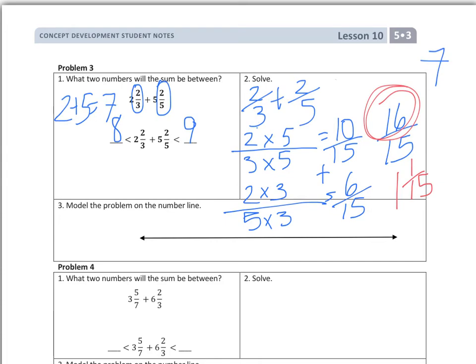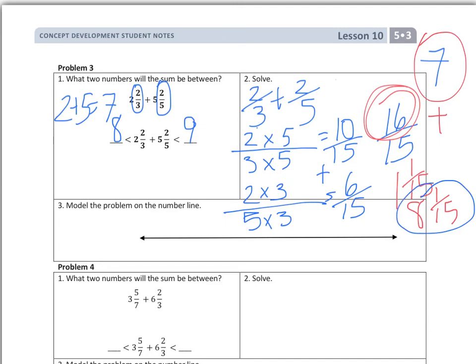But hold on, is that my final answer? Nope. Because remember, I had this 7 up here. So I still have 7 plus 1 and 1/15 for a whopping total of 8 and 1/15, which is between 8 and 9, like I originally estimated.